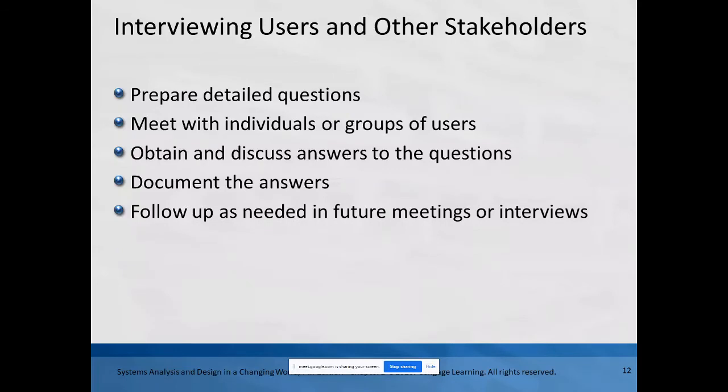So when I'm interviewing, I'd want to get my questions ready ahead of time, and then decide, what is my process for the actual interviews themselves? Am I going to be meeting individually with people or with groups of users?